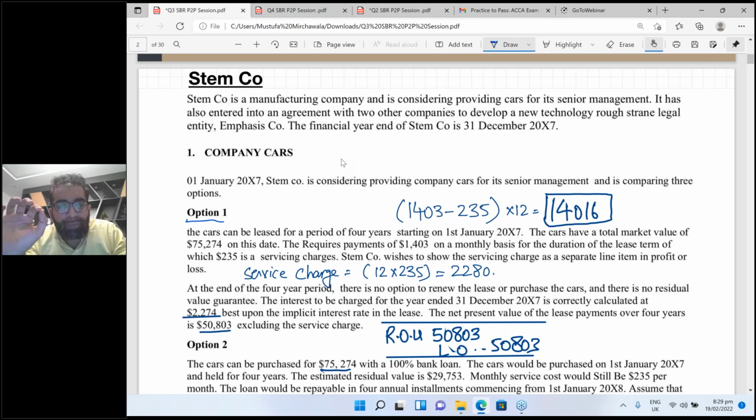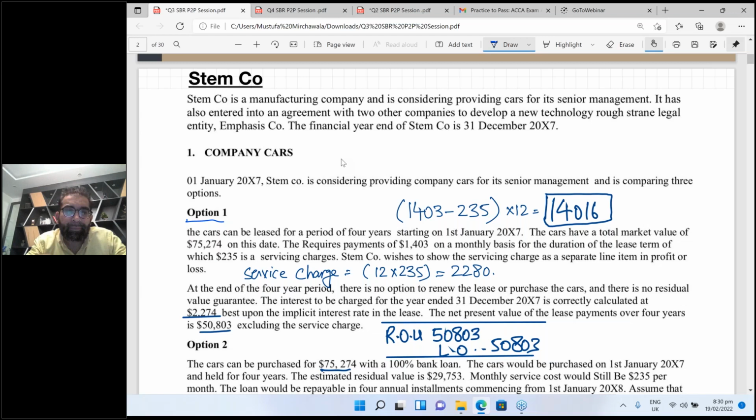And how do you make the entry for ROU debit and lease obligation credit? Very simple. The amount of measurement is the present value of future cash flows, not the market value. Whatever you are going to pay in future, you have to take the present value. And the good news is that you will be given the ready-made present value in this question.